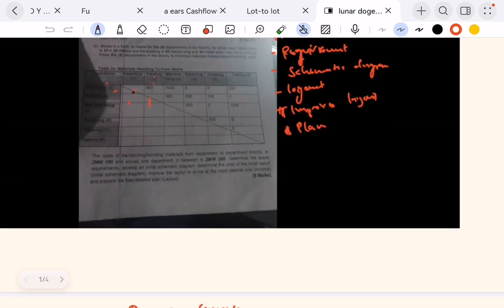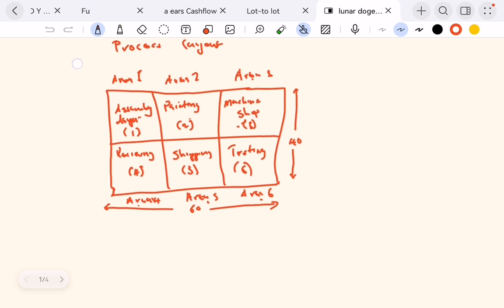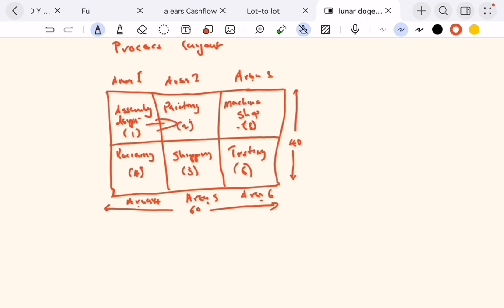So here it says the cost of transporting materials from department to department direct, like 1 to 2, is 100 kwacha, but across department is 200. So here it's just in between department, it's 100 kwacha, but to move to this other side from 1 to 3 it's going to cost you 200. You see that? From 1 to 6 you're crossing department. Check where 6 is. You pass 3, then you go to 6 there. You're crossing department from department. So it will cost you 200. Clear?